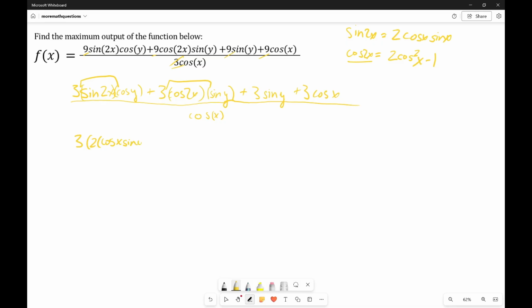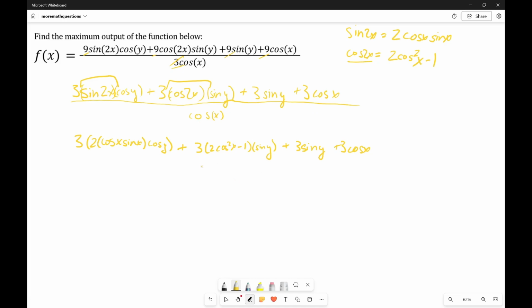3 times 2 cosine x sine x times cosine y plus 3 times 2 cosine squared x minus 1 times sine y plus 3 sine y plus 3 cosine x. Okay, so right now I'm going to leave this cosine x in the denominator because I don't want to write it for every single step I do for simplification, but mental note that there's a cosine x in the denominator.